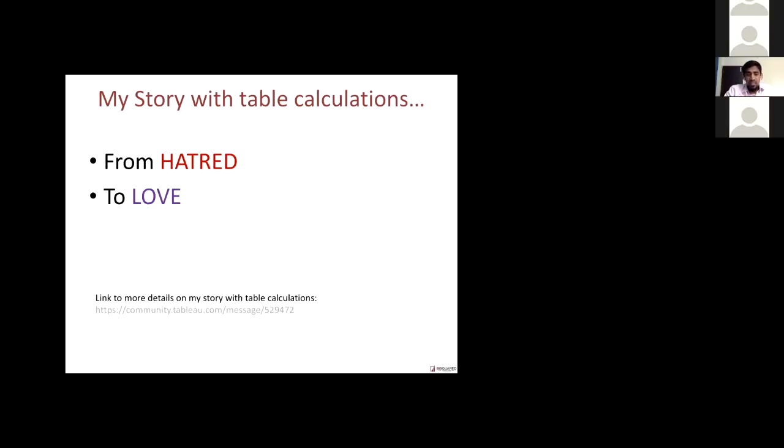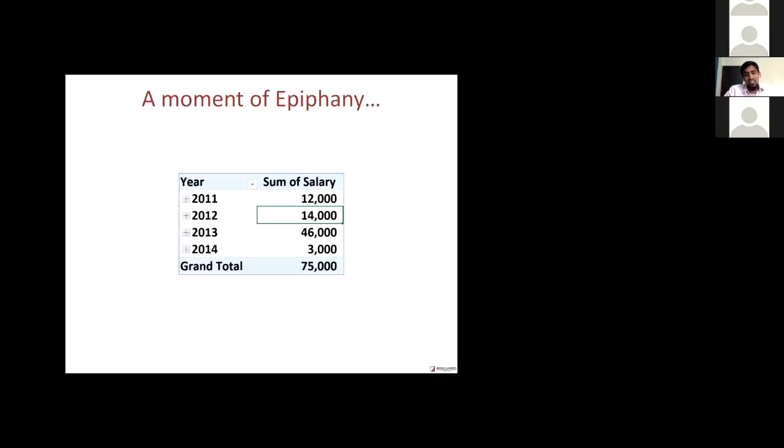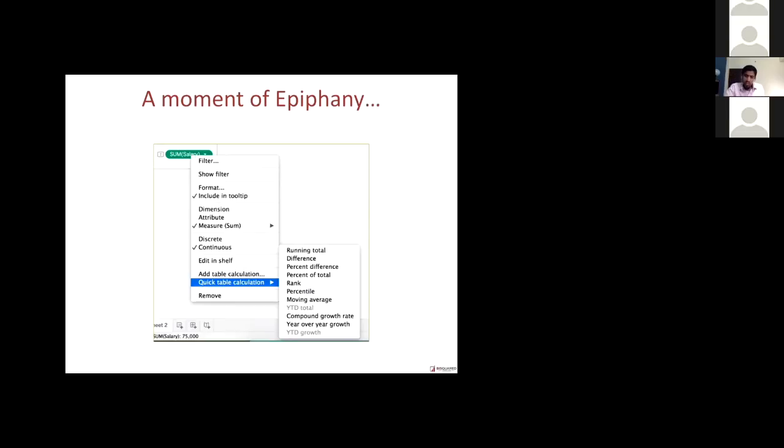Until one point, it was an epiphany for me, looking at an Excel menu. This was a table, just a run-of-the-mill pivot table. I right-clicked on this and I suddenly saw this menu, Show Value As. And it has all of these things: percentage of total, different percentage of total, difference from, running total, rank. And I said, I remember seeing this somewhere. I was near Zurich at that time, teaching a class of Unilever about Power Pivot. And then I quickly opened this Tableau menu and went to quick table calculation. I see similar stuff: running total, percentage of total, difference.